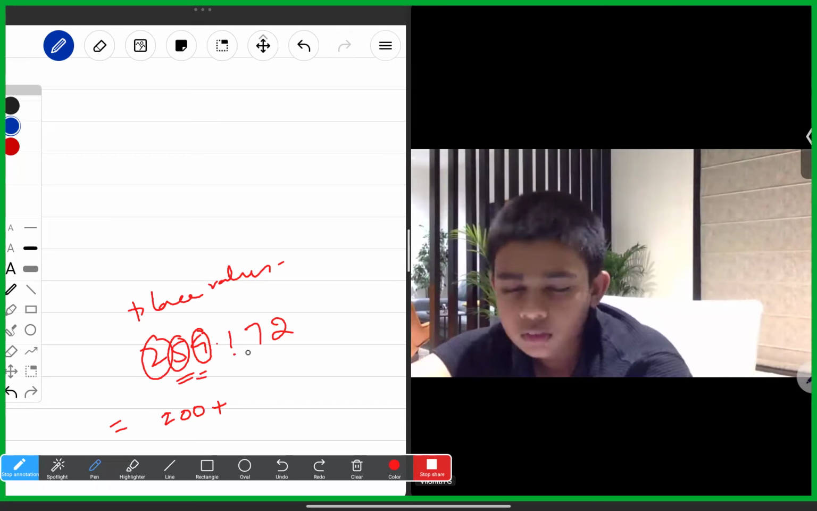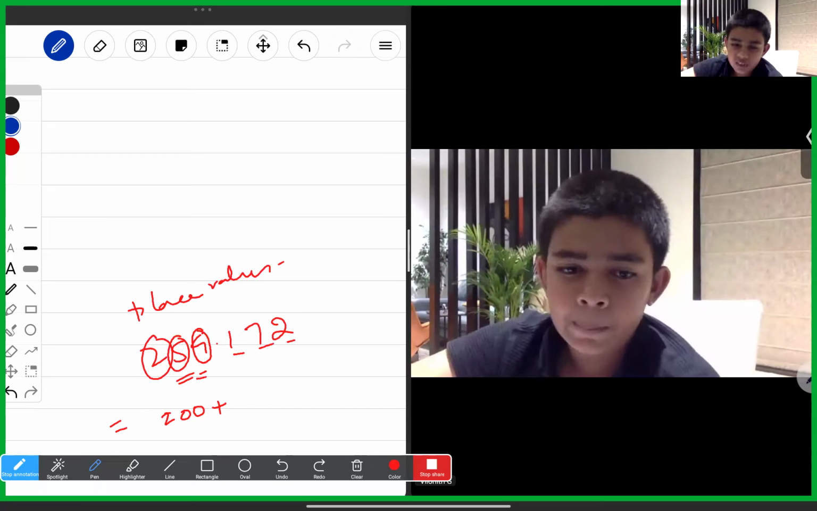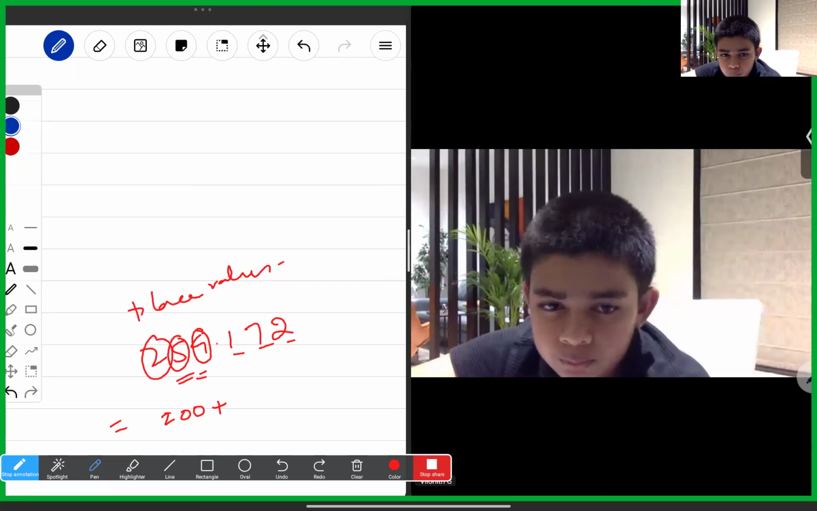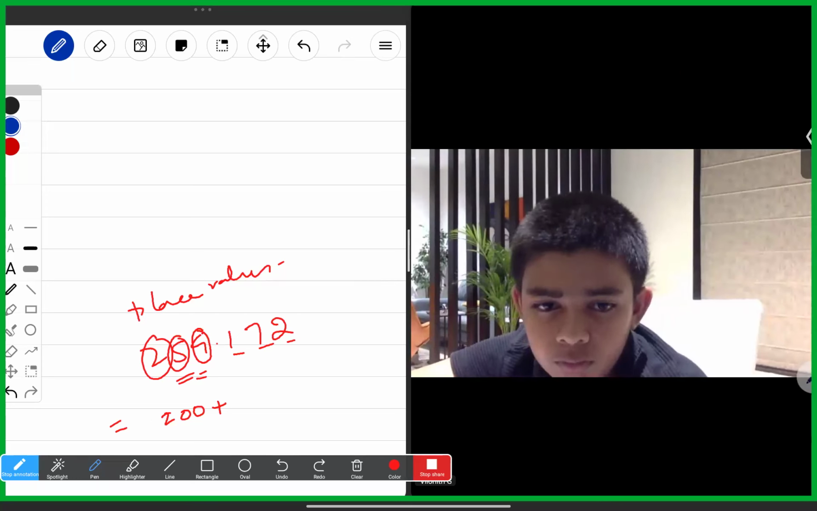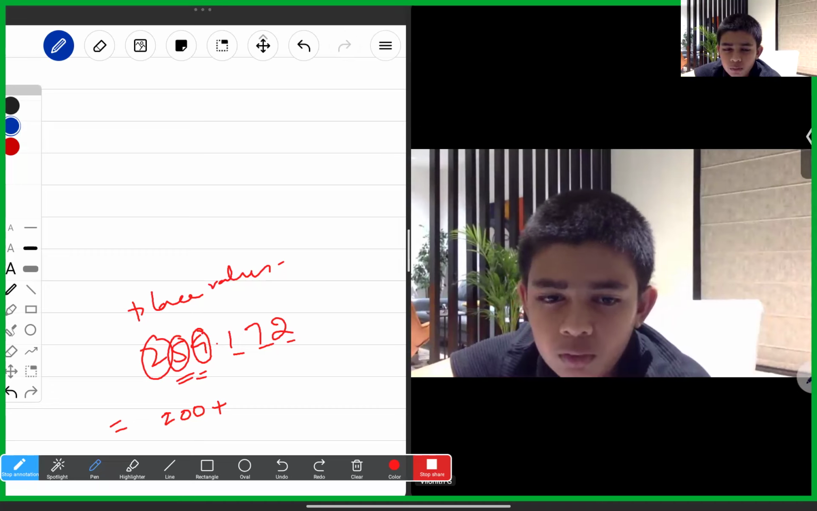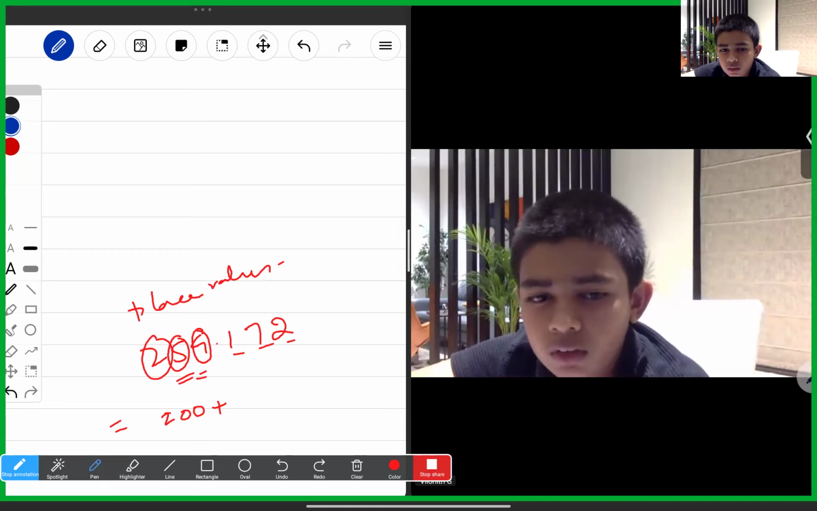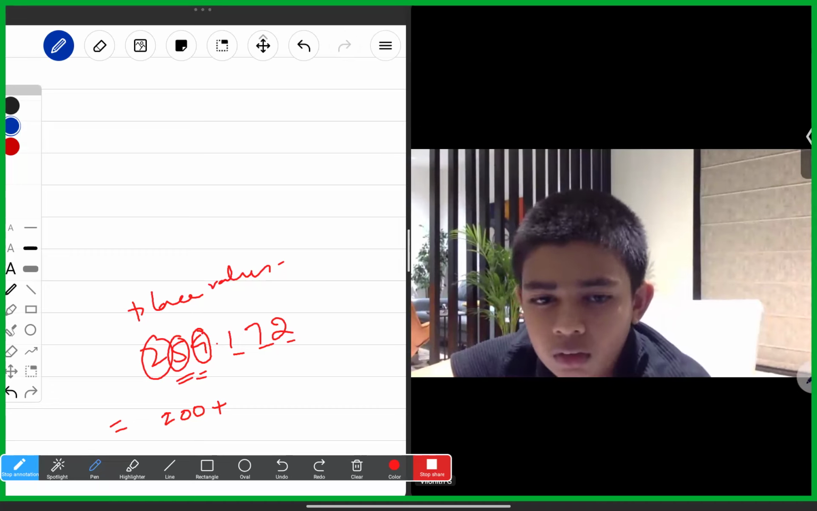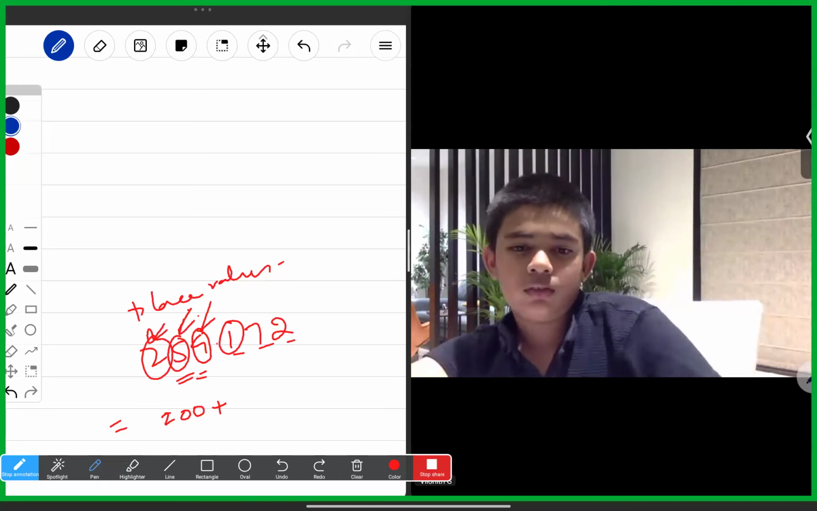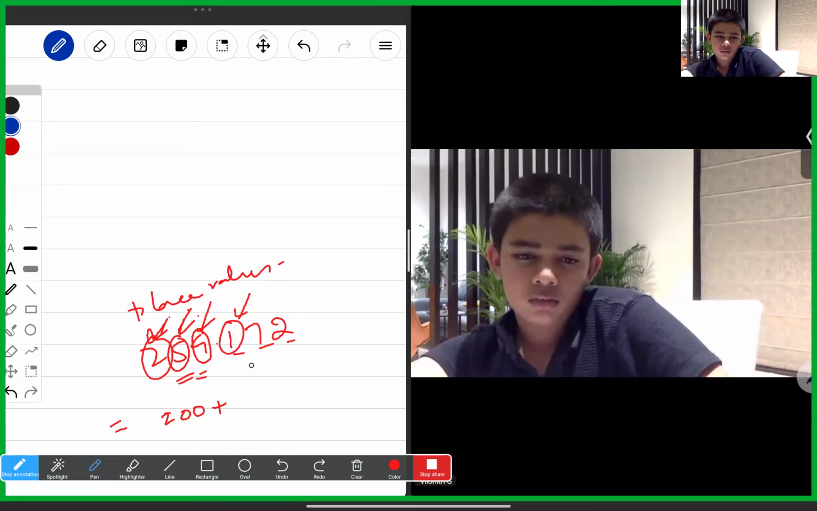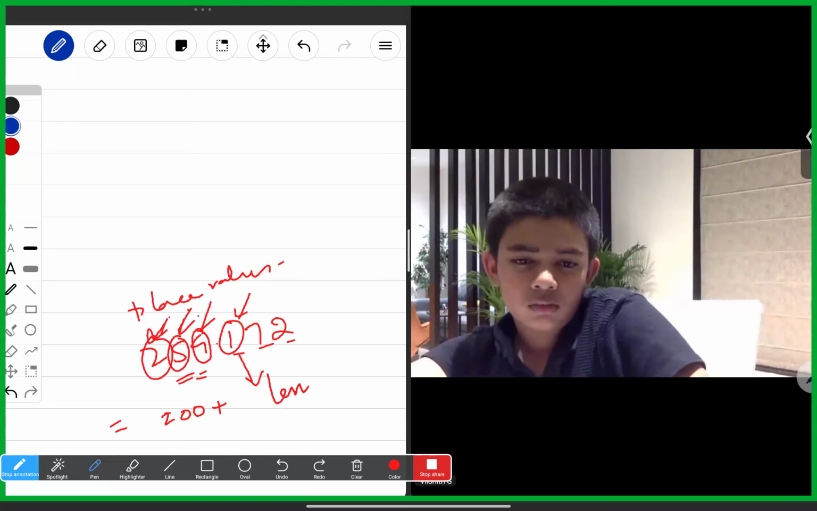Like that, decimals also have their own place values. So what is the place value of the first digit after the decimal? 1 by 10. This position is called, like how we call ones, tens, hundreds below, the first place after the decimal we call 10th, T and TH.